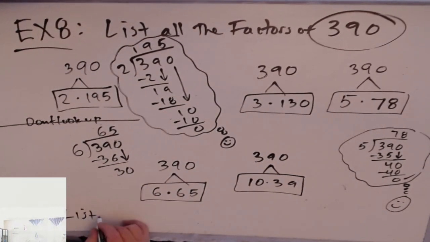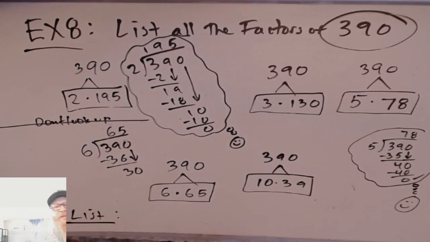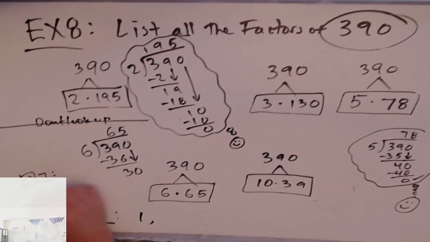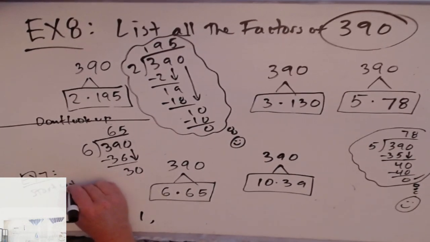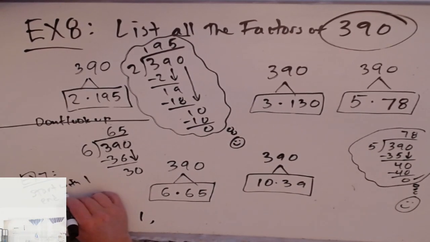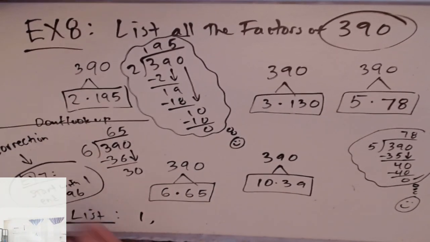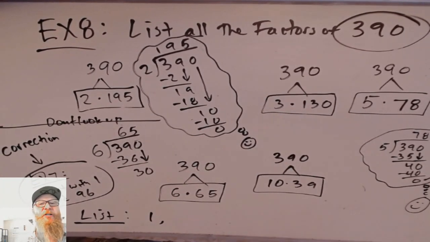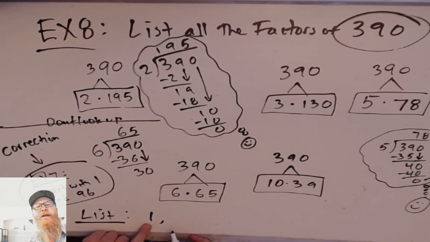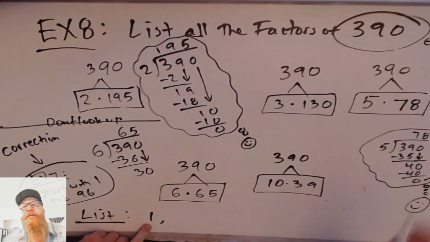All right. And then you want to list all the factors. I like to put them in order. Remember, 1 is a free factor. Oh, shoot. Did I forget 1 last time? In example 7, I should have started with 1 and ended with 96. I'm not sure if I did that, and I'm not going to stop the tape to find out. So always start your list with 1 and end your list with the number that you started with.